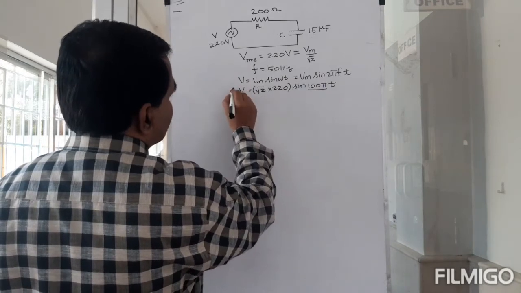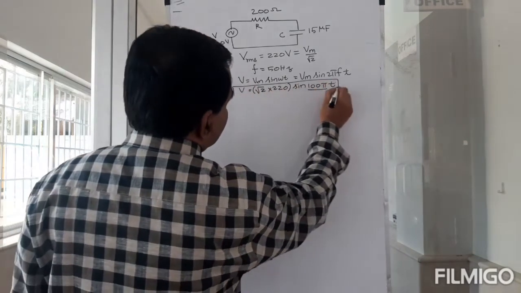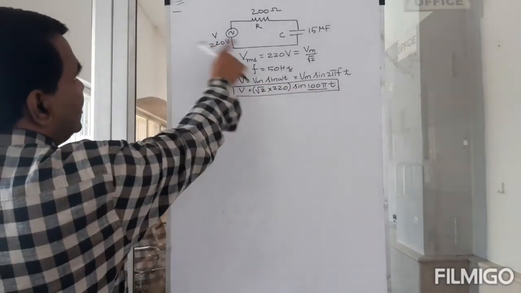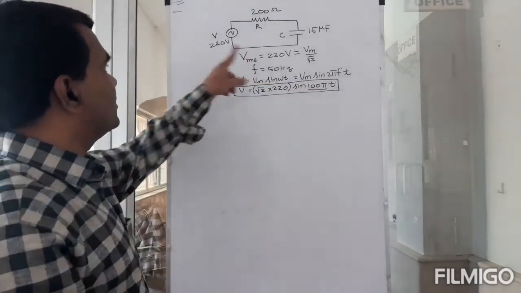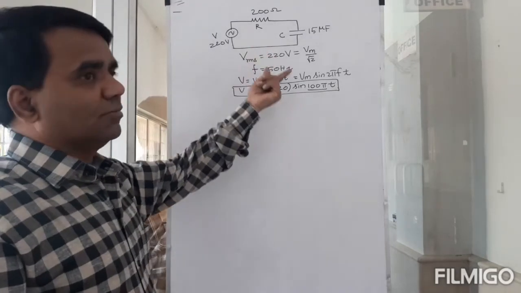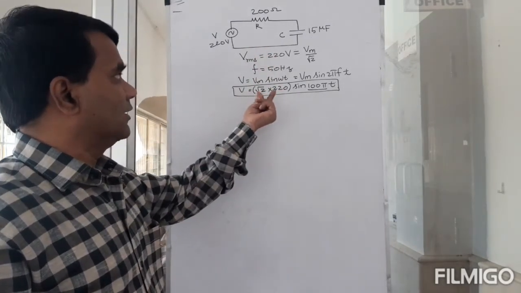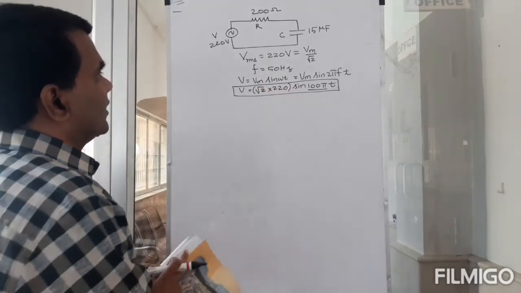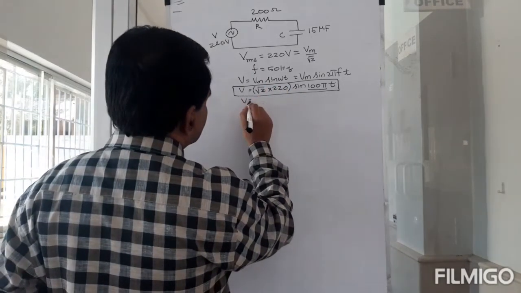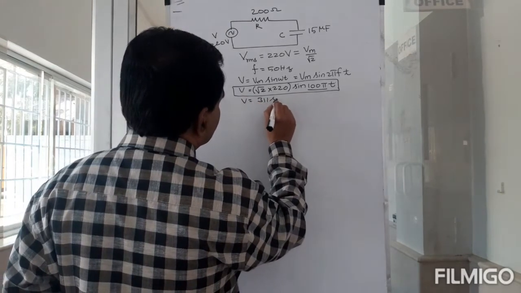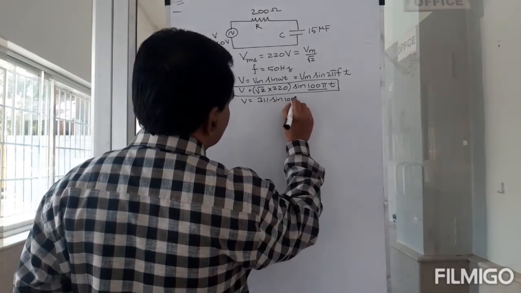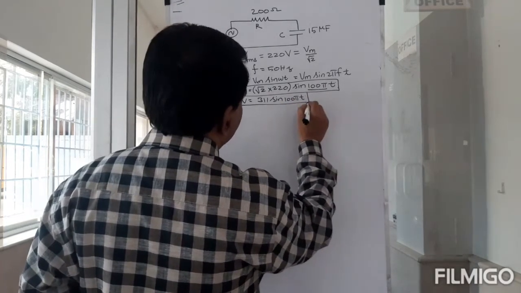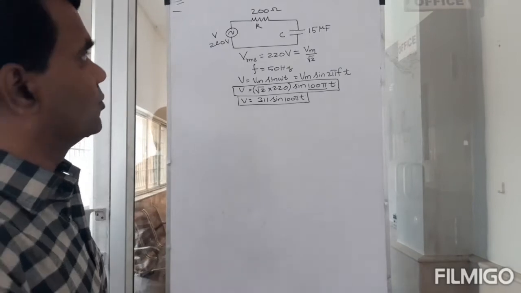Keep this in mind: this is not what they've given. They've given you VRMS. If they say 220 volts, this is actually VRMS. So root 2 into 220 will be 311, and V is actually equal to 311 sine 100 pi t. So that is the equation. Anyway, that is a side note.